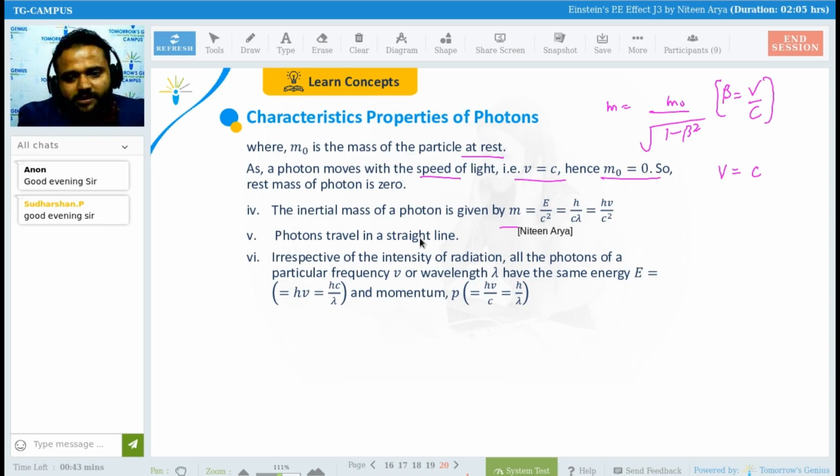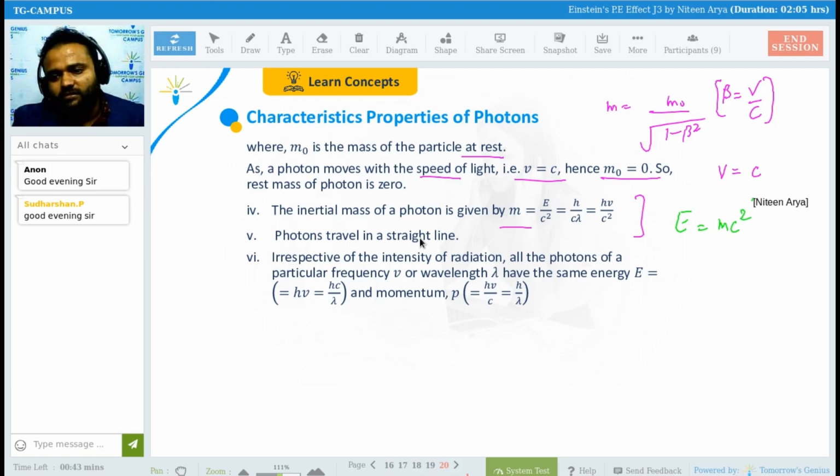The inertial mass of a photon is m equals E by c square. For E you can put hc by lambda, or h nu, and this comes from mass-energy equivalence, E equals mc square. So the mass of a photon you can get from this. Photons travel in a straight line, one of the important properties.